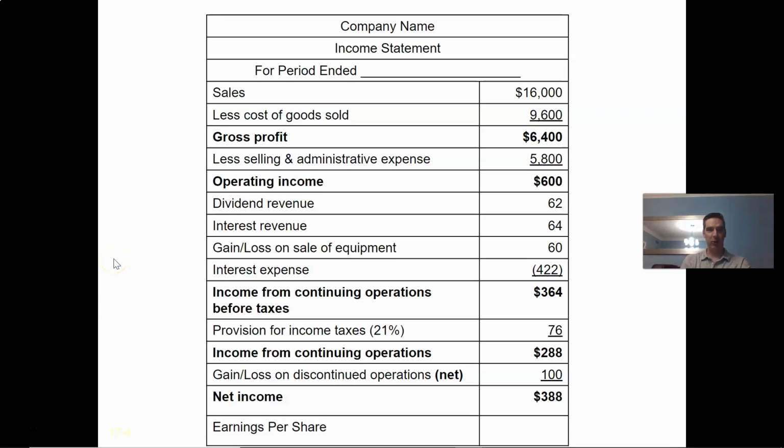All right, accounting students, we're getting near the end. Today we're going to look at a multi-step income statement. So early in the year we looked at an income statement.